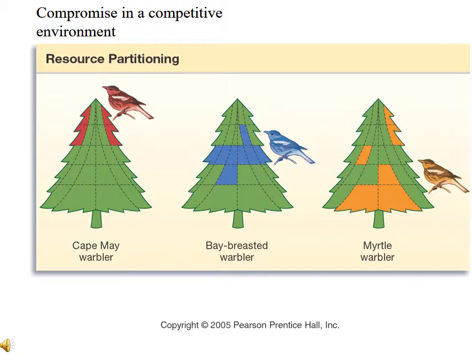Now, sometimes in competition, there are compromises. In this case, we have several birds that require certain resources, certain niche to survive. And what they're doing over here is that these 3 birds have evolved into 3 little species. Each will occupy a certain part of this broader niche. The Cape May warbler occupies the top, the bay-breasted warbler occupies the middle, and the myrtle warbler occupies pretty much towards the bottom. This is referred to as resource partitioning, and sometimes evolution simply moves in this direction.